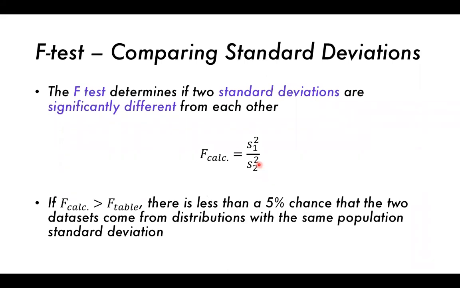If F calc is greater than F table, and there is a table of F values which can be looked up, and we'll see in the example as we go through how we can utilize those, then there is less than a 5% chance that the two data sets come from distributions with the same population standard deviation.